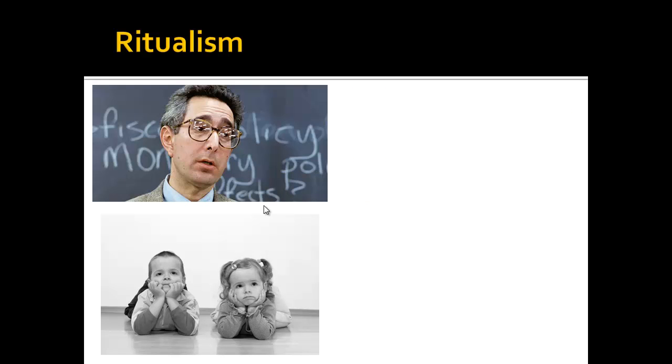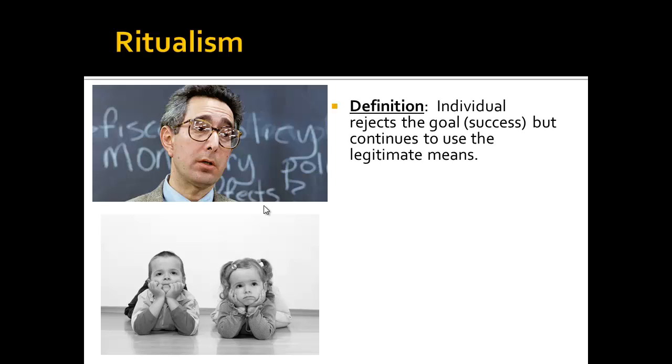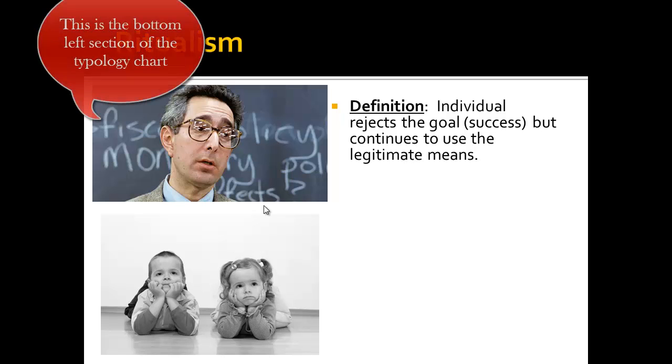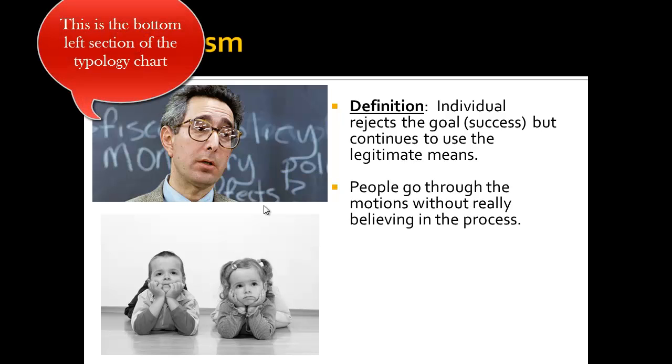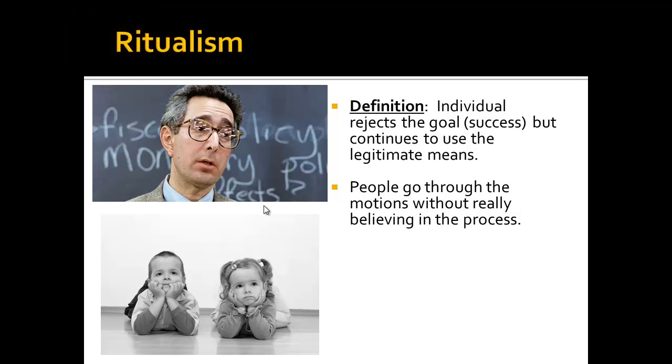The next type is called ritualism. And this occurs when an individual rejects the goal. They don't really work for the success, but they still continue to use legitimate means. I call this going through the motions. And maybe you've had a teacher like this before. People who go through the motions without really believing in the process.